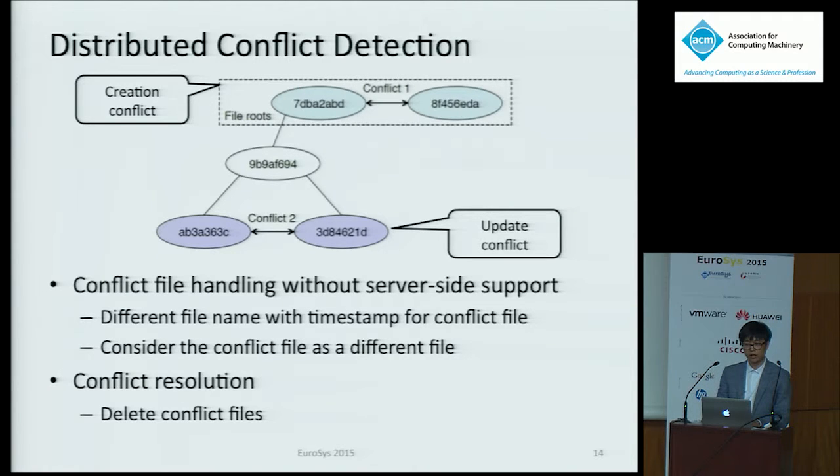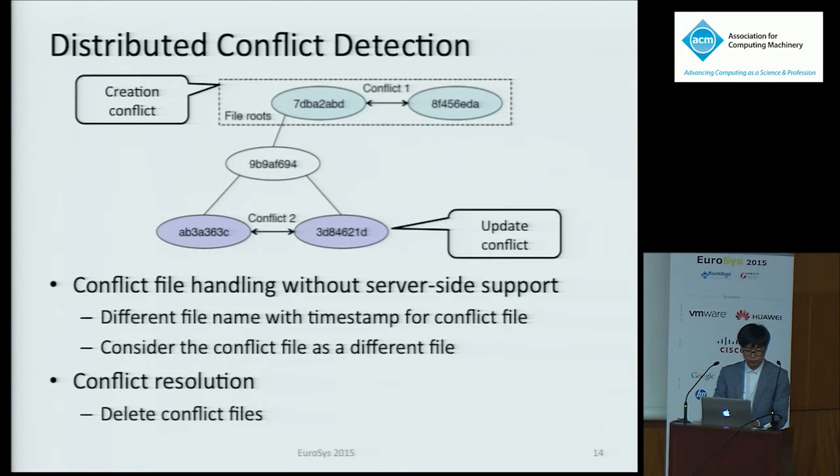Because we cannot expect any support from server or cloud, CYRUS built a version tree using metadata after synchronizing it from the server. CYRUS can detect two different types of conflicts. The first one is creation conflict: two different clients try to create a new file with the same file name. The second one is the update conflict: two different clients update a file from the same parent. We can detect these conflicts using our version tree locally.